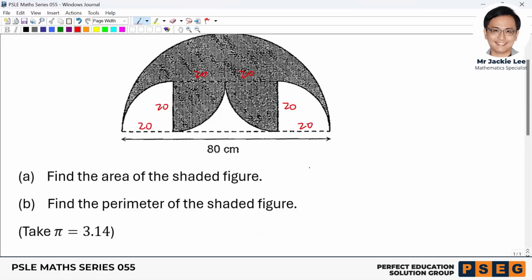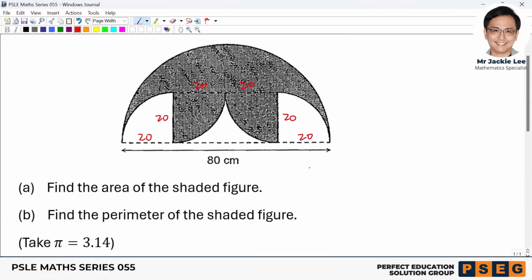Pi, we use 3.14. So for the area, there's one thing, I hope you can observe this. If this part moved to here, this one moved to here, in fact, this one is an empty rectangle. So we can just simply use the whole piece of the semicircle, which is 3.14, right?